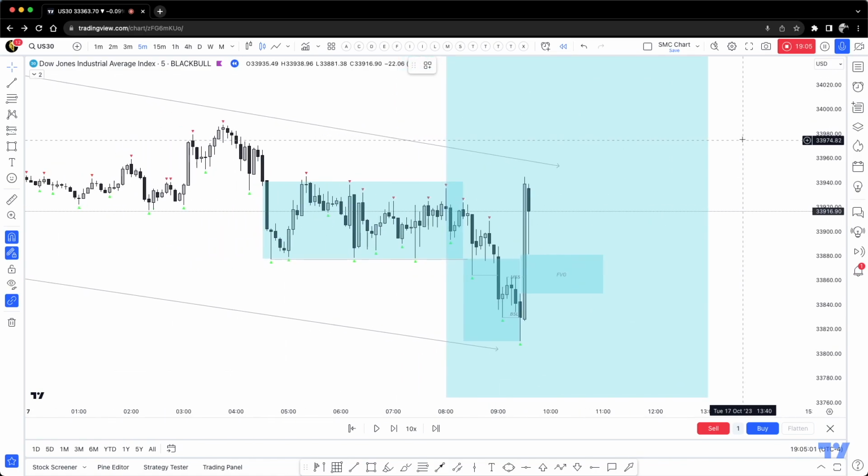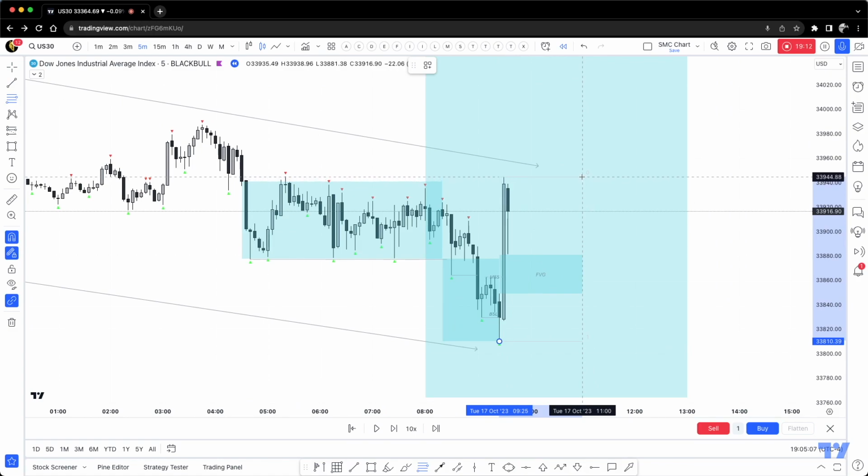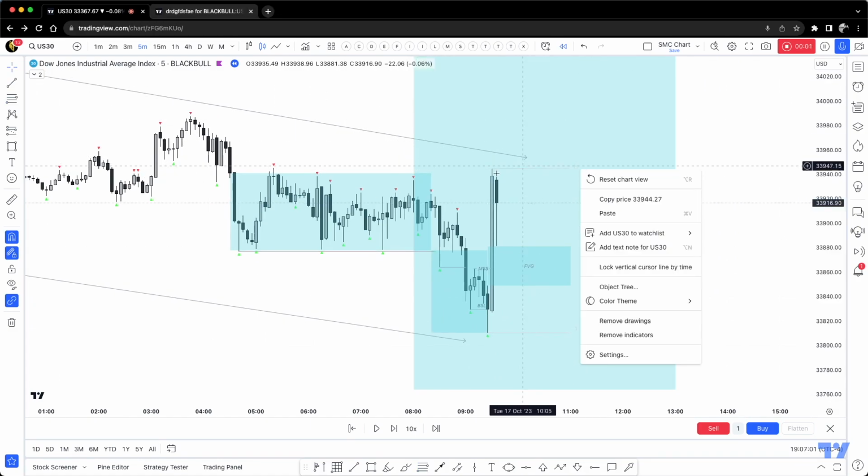Now, in this specific area, you use the fib, right? We're going to use the fib from here to here, right?